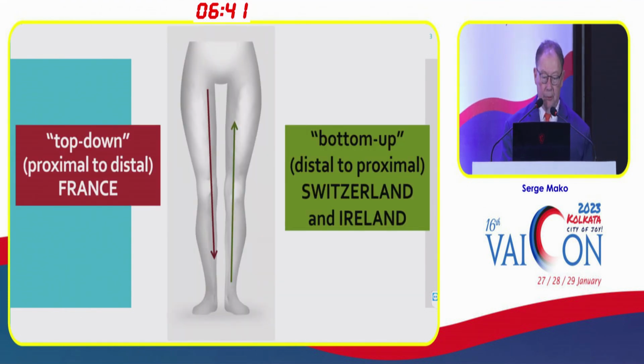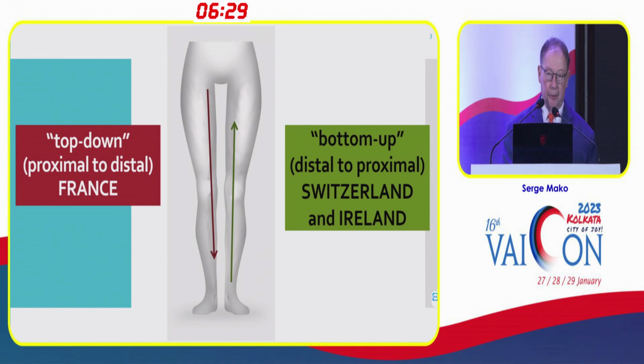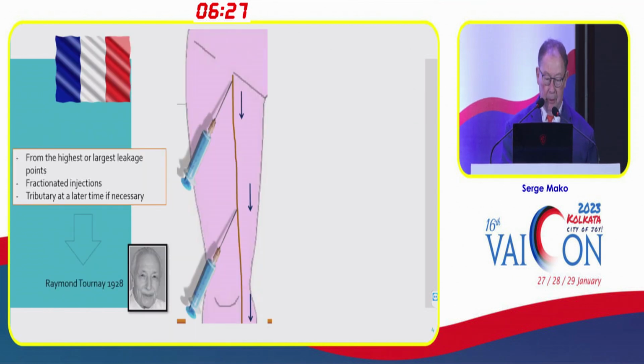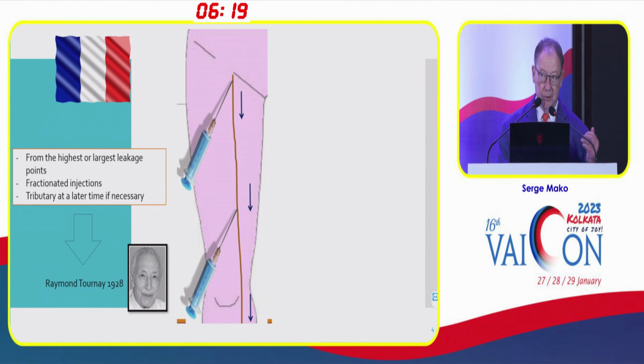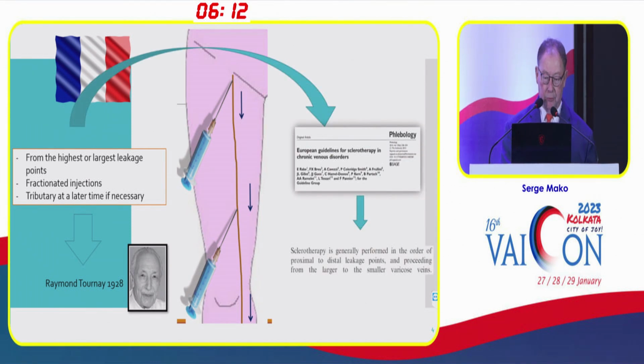Now the technique: you have two techniques. The top to down is the classical proximal to distal from France, and now it's relatively finished, but the bottom up is the Switzerland and Ireland technique. Now, start from the highest point and the largest leakage point, and fractionate the injection for safety, and treat tributaries at a later time if necessary. It's the technique for Tournay, and it's the recommendation of the European guidelines for sclerotherapy.